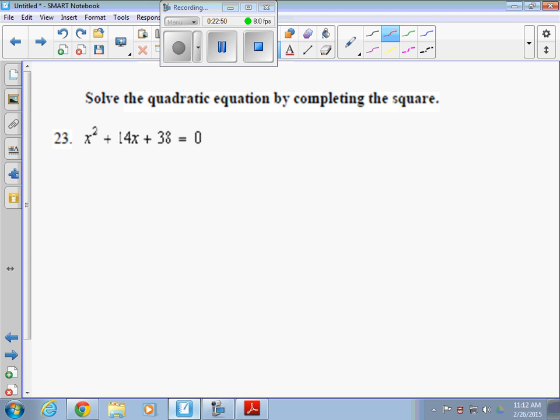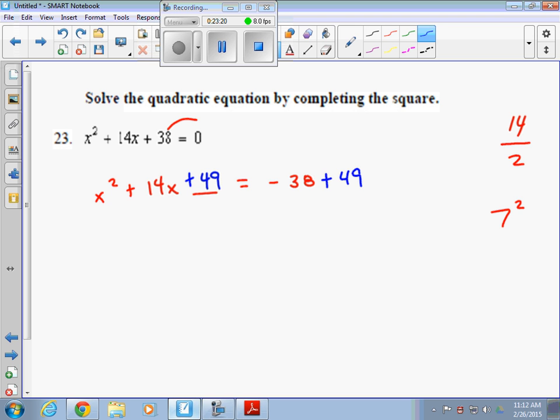23 says solve this one by completing the square. 38 is not a good perfect trinomial number. So subtract 38. So what you're left with is x squared plus 14x plus c equals negative 38 when you subtract it. Get your new value of c by dividing 14 by 2 and get 7 squared. So your new value of c is positive 49. When you add it to one side, though, you have to add 49 to the other side.